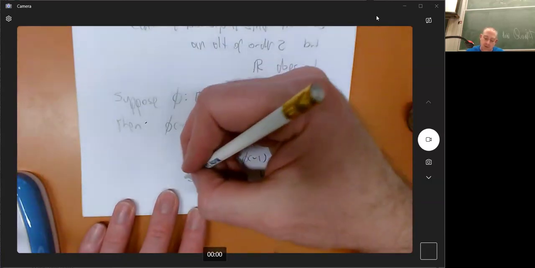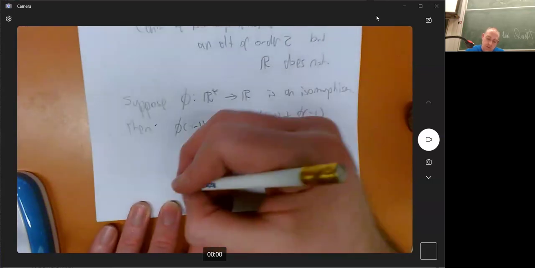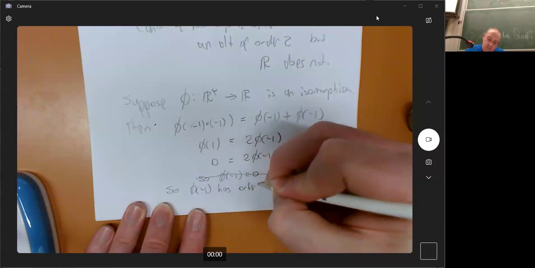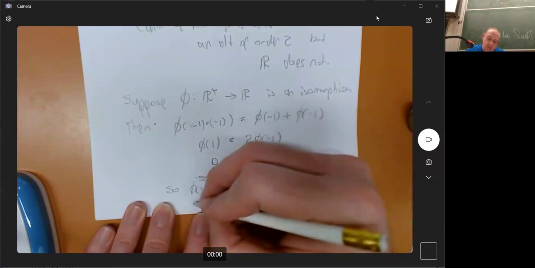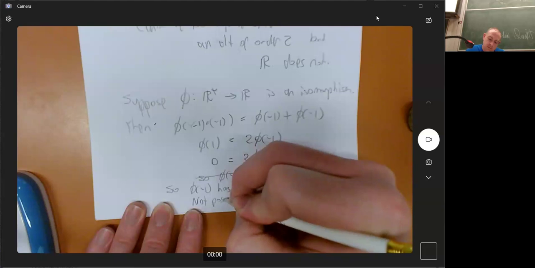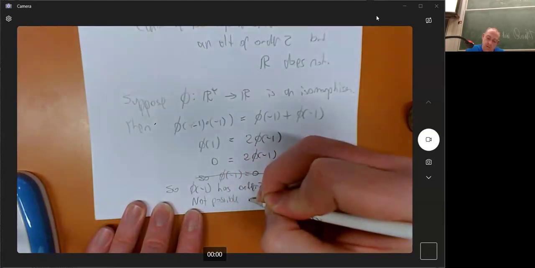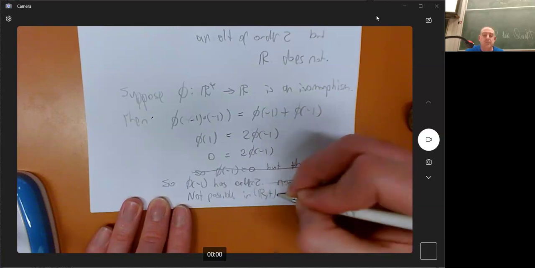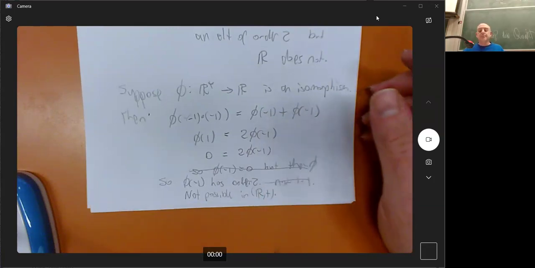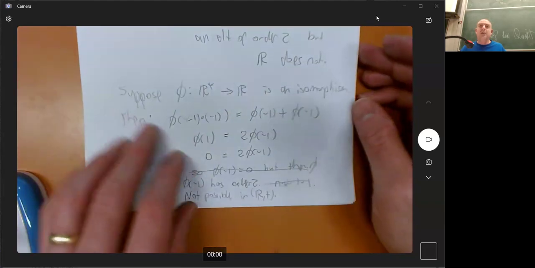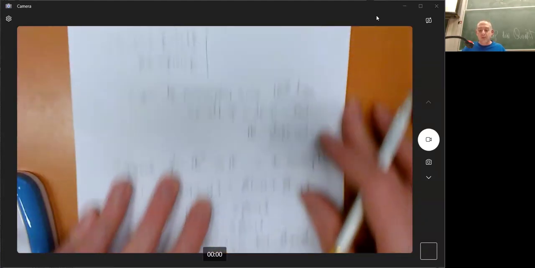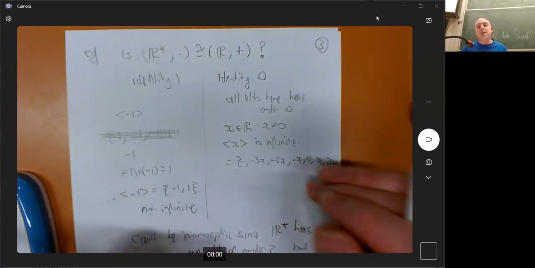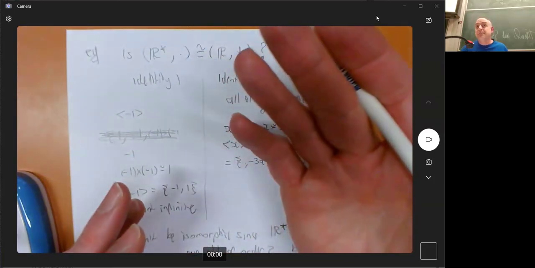Yeah, so I should probably say, so phi of minus 1 has order 2, which is not possible in R plus. Okay. Contradiction. There is no isomorphism. Well, that turned out nice. Yay. Why minus 1 just occurred to me?